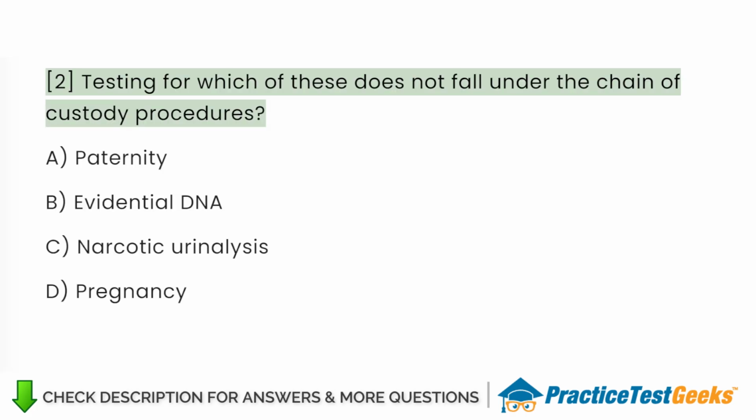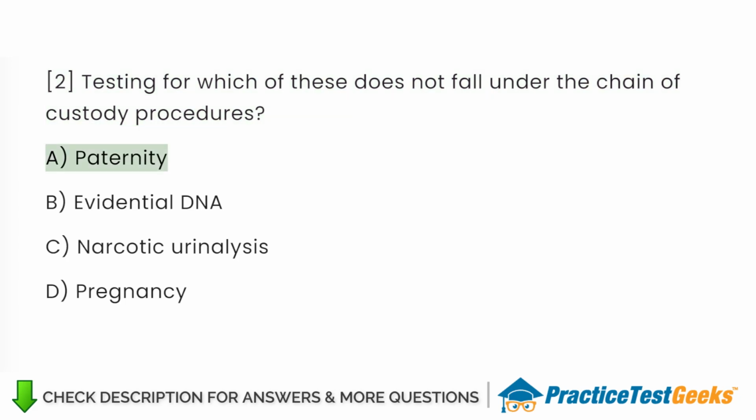Testing for which of these does not fall under the chain of custody procedures? A. Paternity, B. Evidential DNA, C. Narcotic urinalysis, D. Pregnancy.